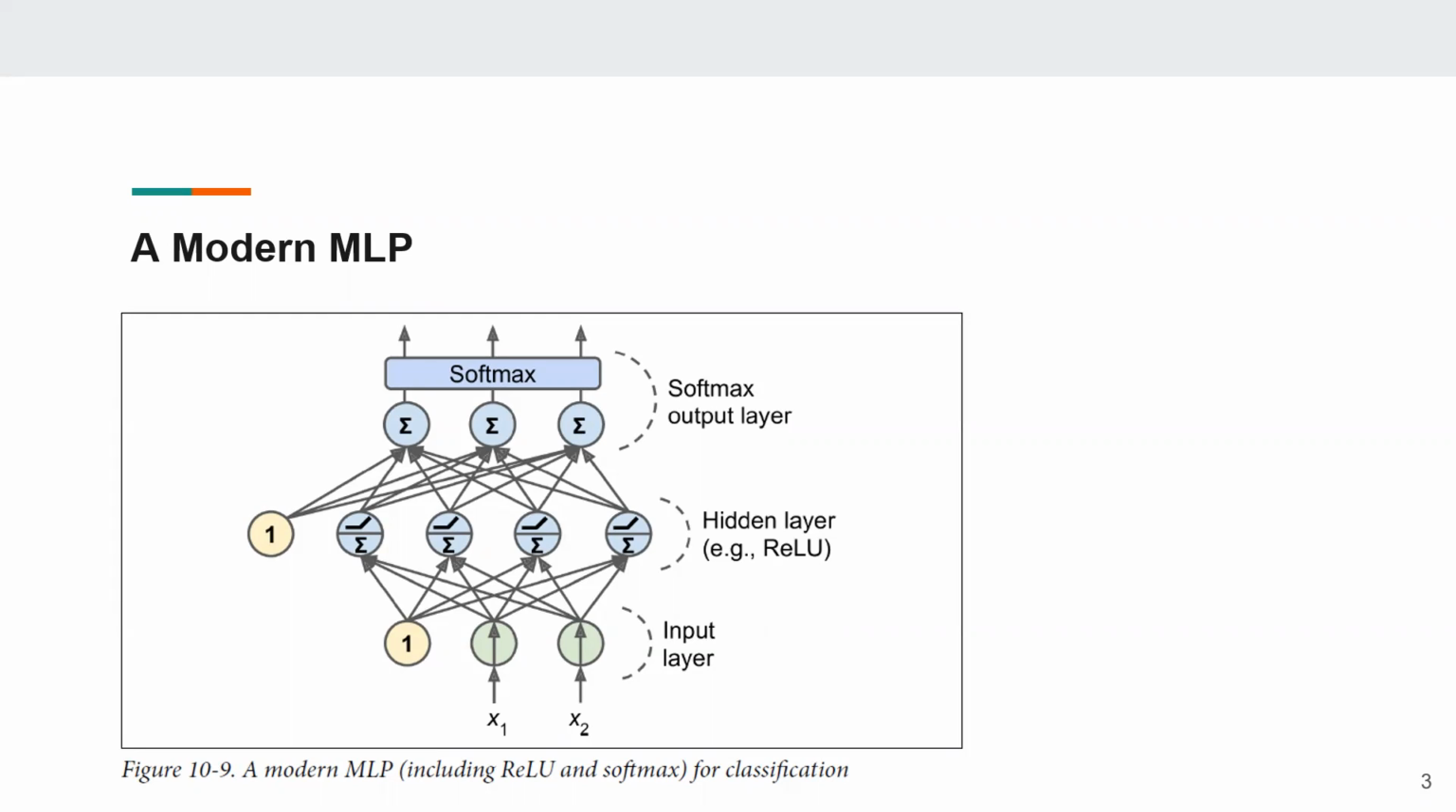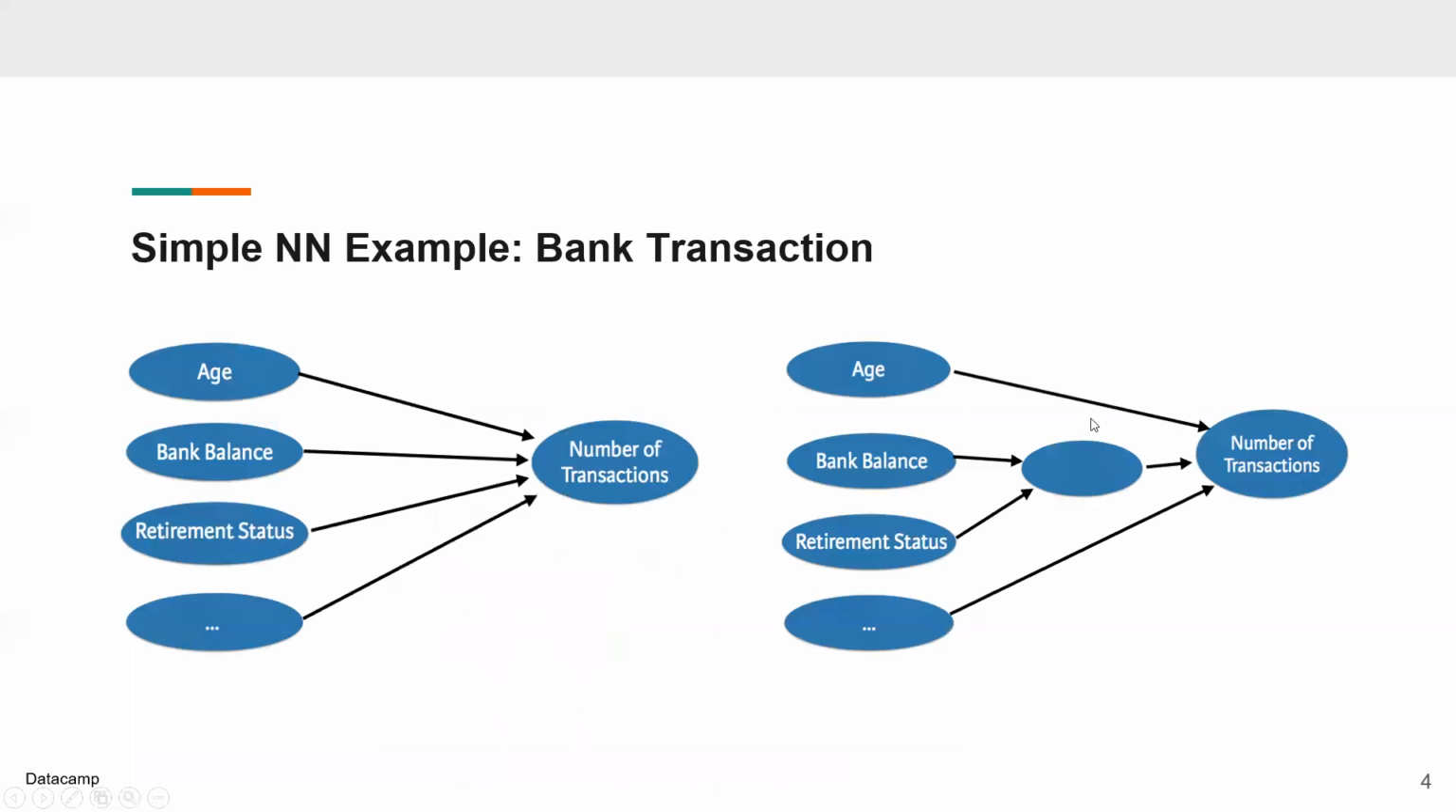And you can imagine a different network structure where you have multiple inputs, but you only have one output. So this is something you should pay attention to. So let's use this as an example.